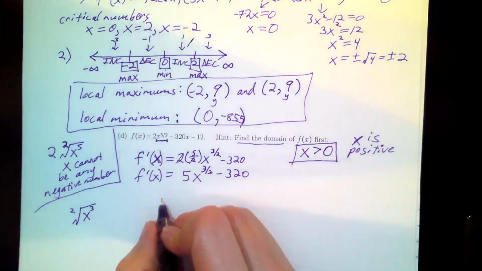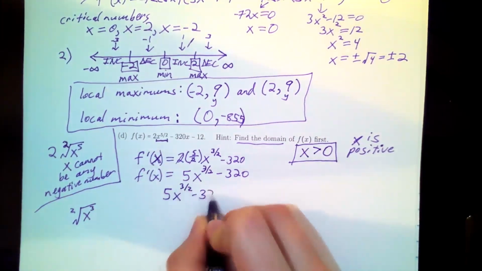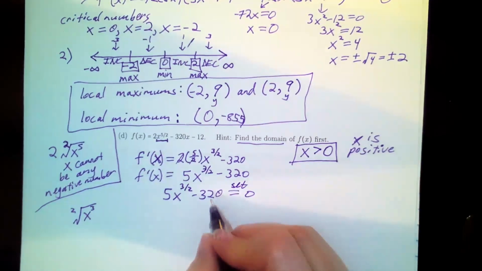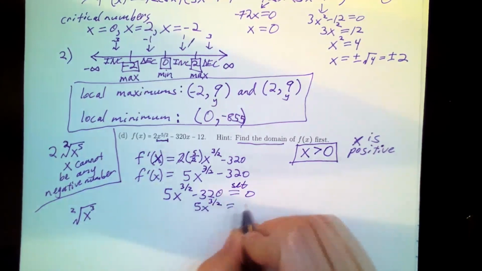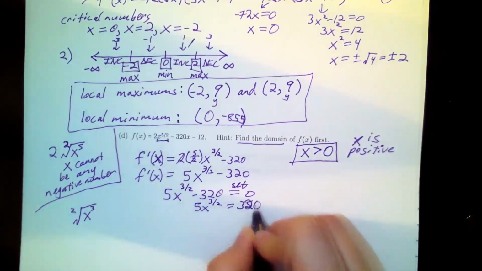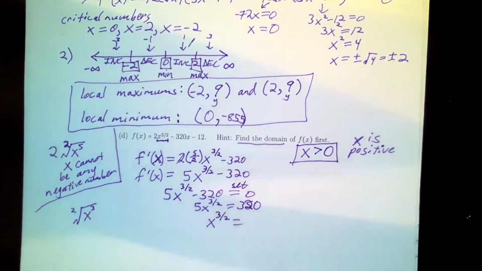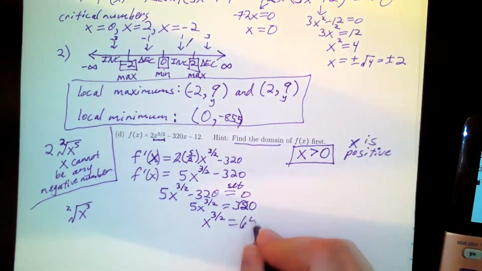Carrying on means we're going to set this thing equal to 0 and solve for x. Let's add the 320 to the other side. Divide by 5 on both sides. So I have 320 divided by 5 over there. Let's see what that is. 320 divided by 5 is 64.